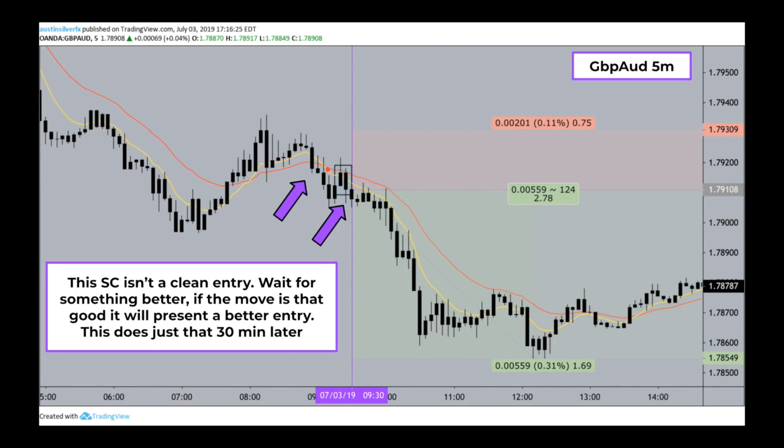So here you can see if we go into the same trade a little bit later in the day, this is at 9:30 in the morning, it actually shifts down again after, again, trying to pull back up, trying to shift back up.